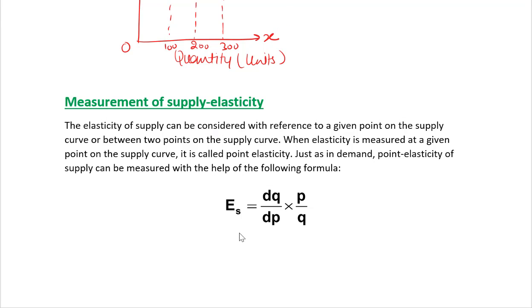Measurement of supply elasticity. We had already understood this. This is P by Q multiplied by delta Q by delta P. So just read the text. The elasticity of supply can be considered with reference to a given point on the supply curve and between 2 points on the supply curve. When elasticity is measured at a given point on the supply curve, it is called point elasticity. As we had seen in the point elasticity of demand, this is point elasticity of supply. So point elasticity of supply can be measured with the help of the following formula.